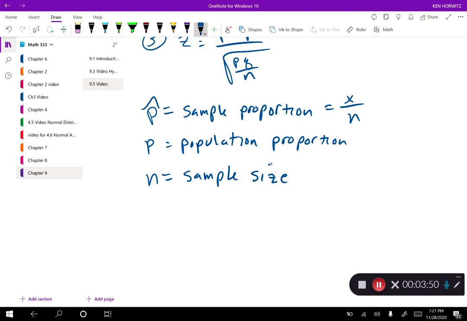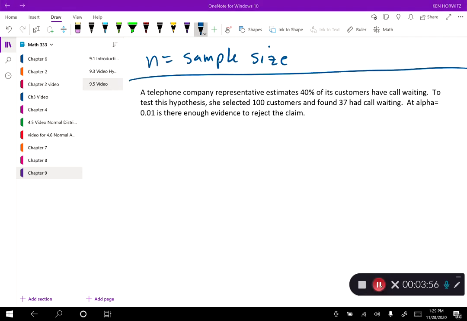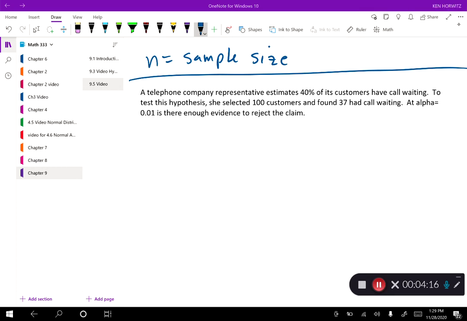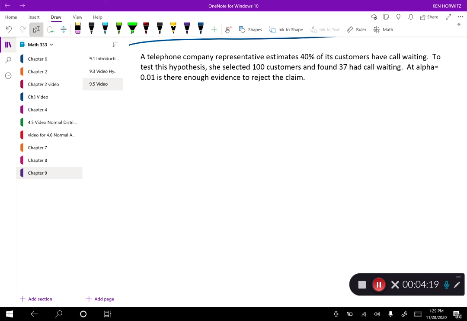All right, so if you're comfortable with these things, let's jump right into an example. A telephone company representative estimates that 40% of its customers have call waiting. To test this hypothesis, she selected 100 customers and found 37 had call waiting. At alpha equals 0.01, is there enough evidence to reject the claim? All right, so we're going to use the traditional method. That's the method I'm more comfortable with.